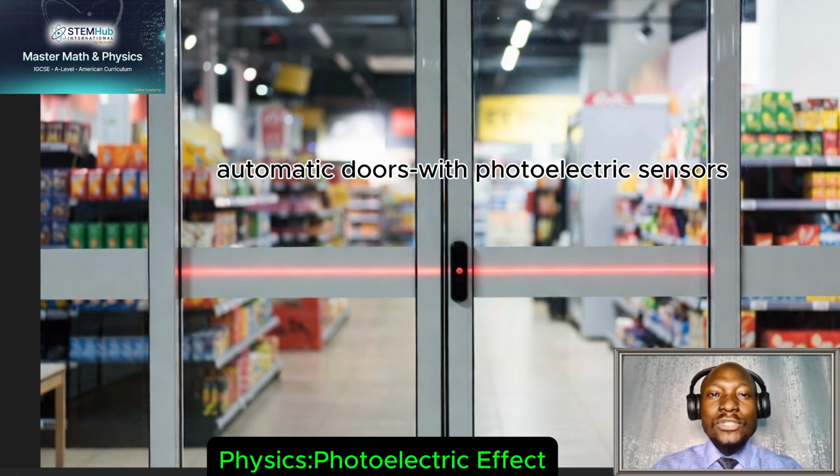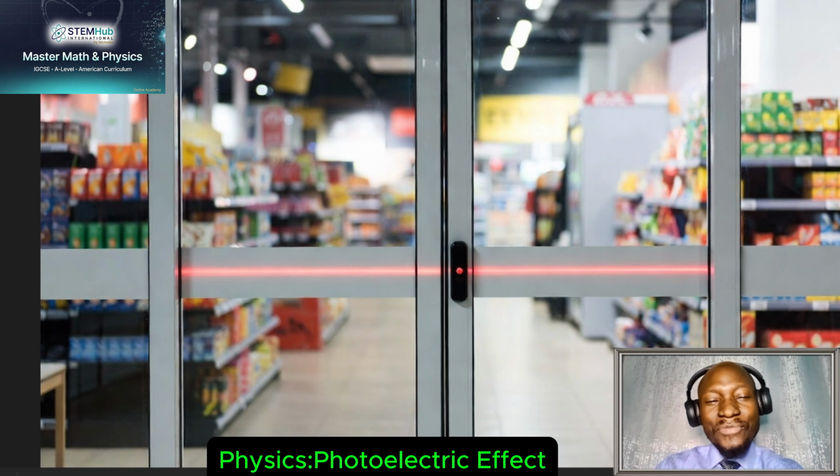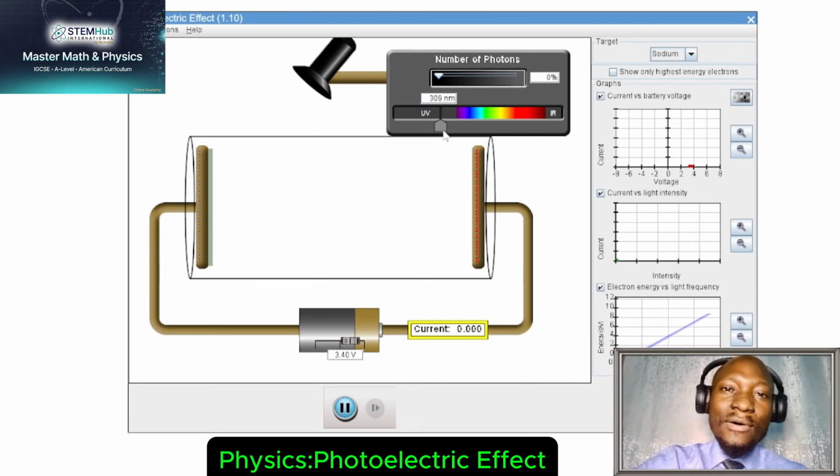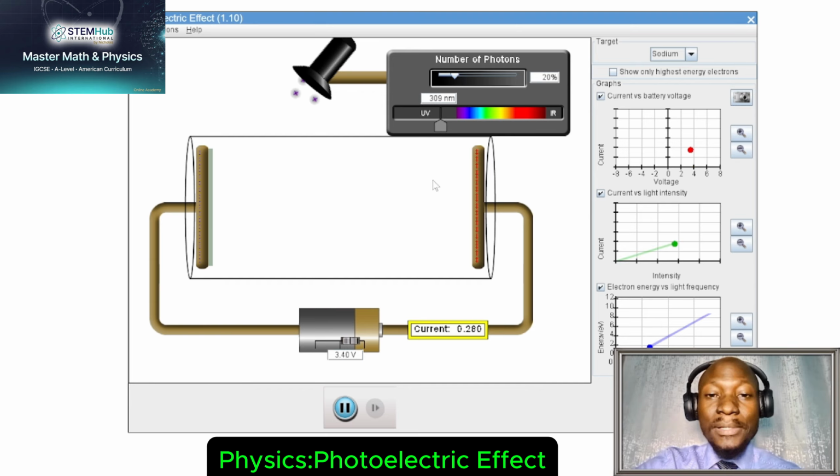The automatic doors too. Let us now step ahead to find a simulation that can help us understand the photoelectric effect. Remember, this is simply a phenomenon whereby incident radiation that has sufficient frequency is able to eject electrons from a metallic surface. Otherwise, it means the radiation doesn't have sufficient frequency to eject electrons from that surface. I want us to use the ultraviolet radiation, and then we increase the intensity to 20%.